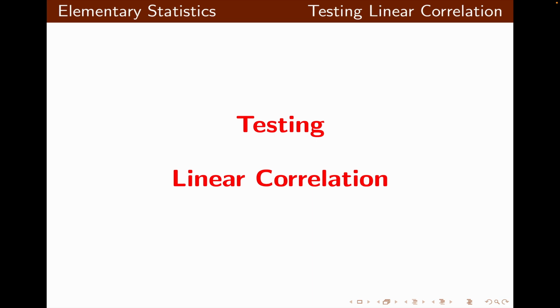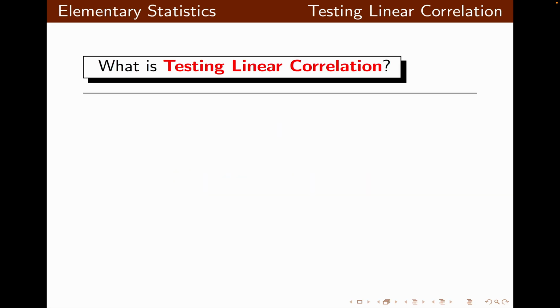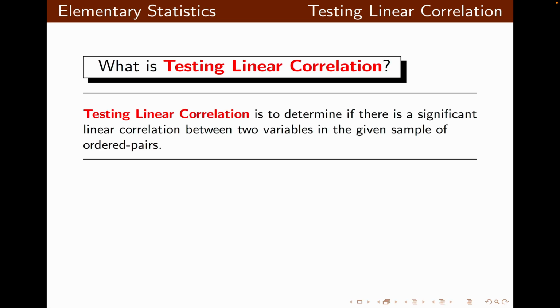In this video, we're going to talk about testing linear correlation. Let's look at some definitions. So what is testing linear correlation? It's a way to determine if there is a significant linear correlation between two variables in the given sample of ordered pairs.